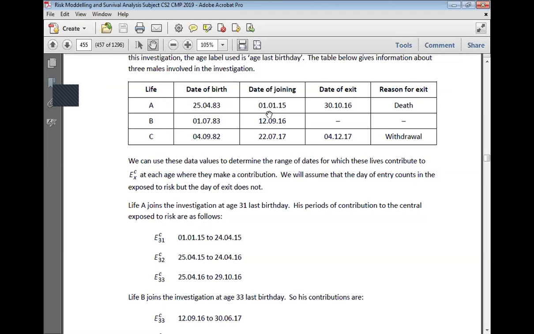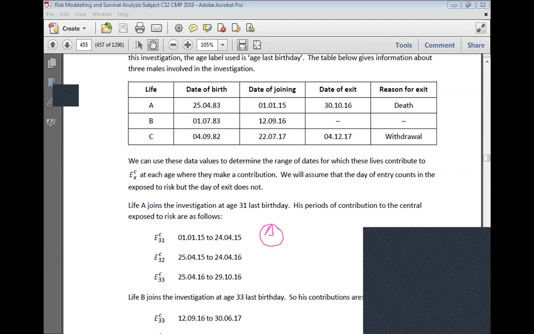Anyone? So let us just do it for the A guy first. Would it be 31? Okay, just give me a minute. Actually, this is not working good.